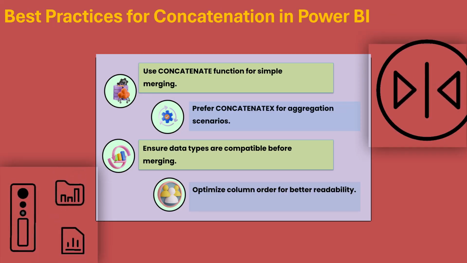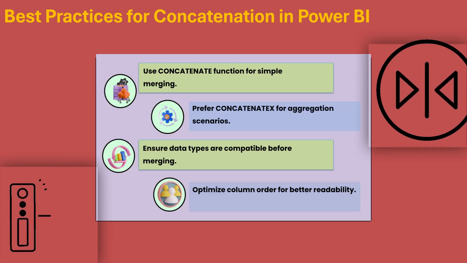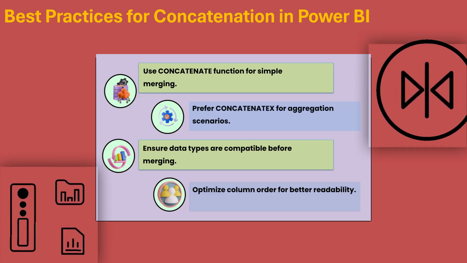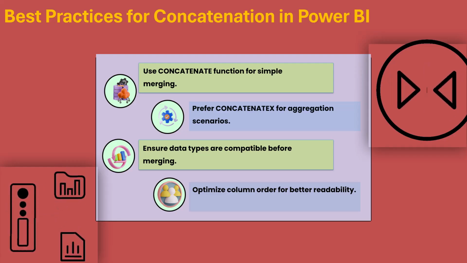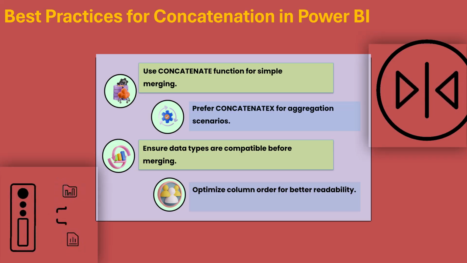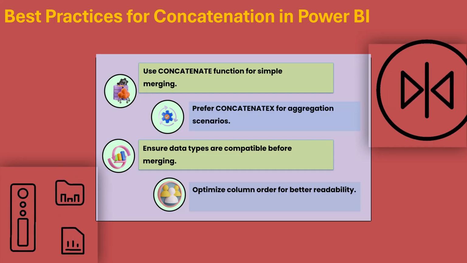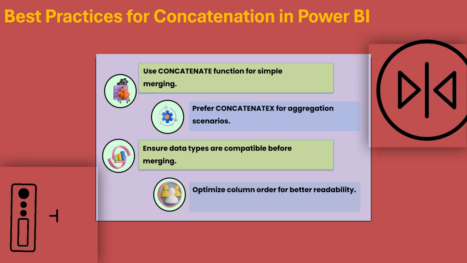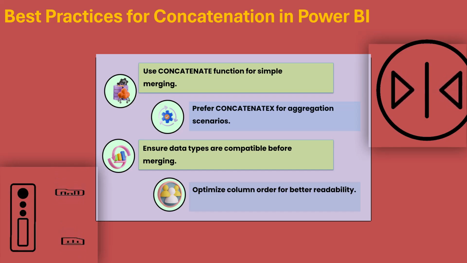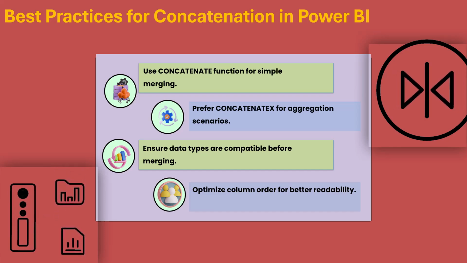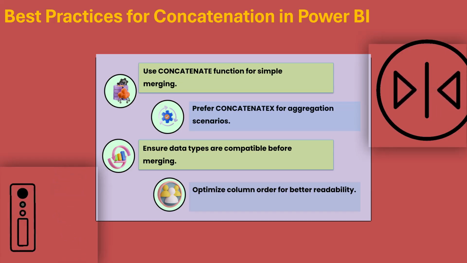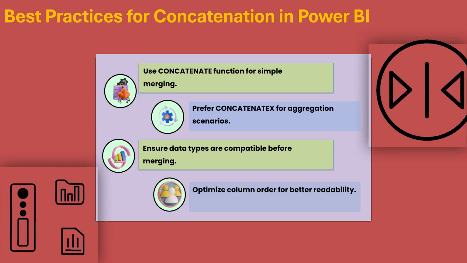Concatenation in Power BI is like crafting a perfect sentence. You need the right words in the right order. Use CONCATENATE for quick merges, but when dealing with groups, CONCATENATEX is the way to go. Always check your data types. Merging an apple with an orange won't end well. Lastly, arrange your columns wisely. Think of it like presenting a well-organized report. Let's make Power BI work smarter, not harder.